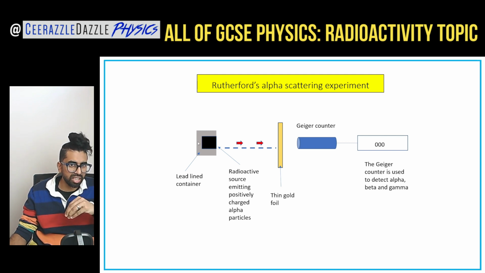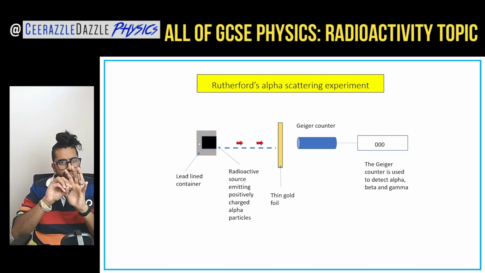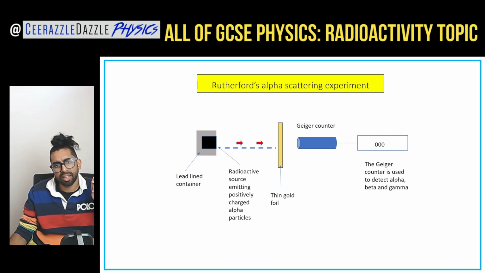There's a lead-lined container around it to just block off any alpha particles which might go back. And then the alpha particles are going to travel across. He fired them at a thin layer of gold foil over here, and he put a Geiger counter on the opposite side. The Geiger counter detects the alpha particles. Every click the Geiger counter receives tells you that an alpha particle has been detected. And look, I've got a counter over there. So obviously if loads of them can pass through, this number goes up.